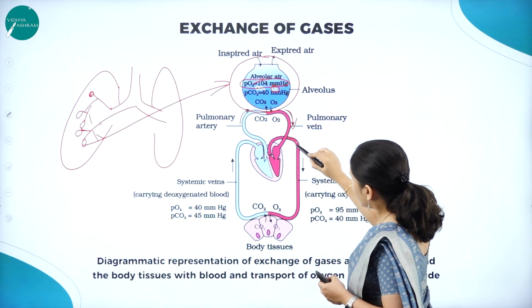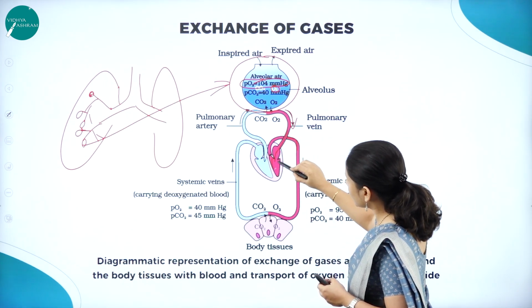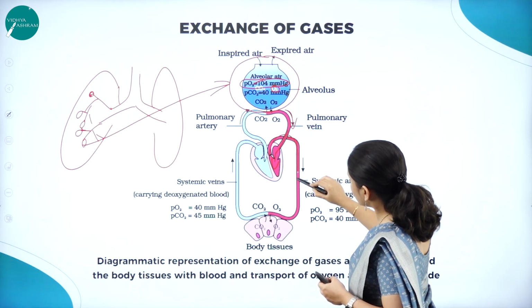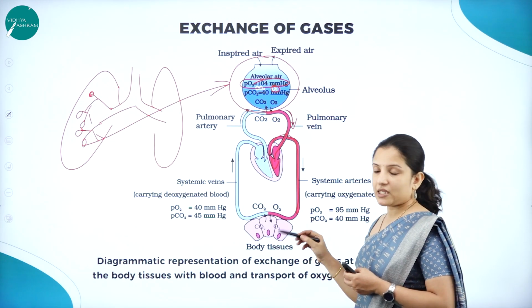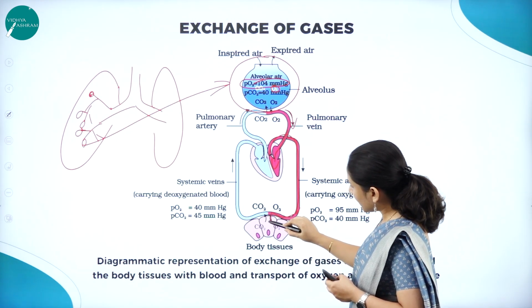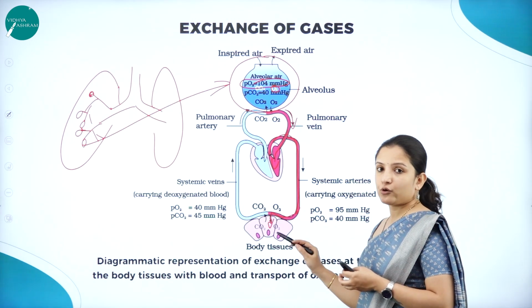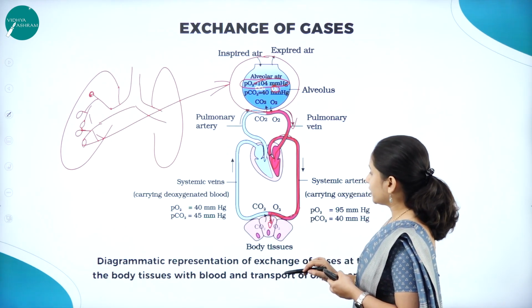From the pulmonary vein, it travels into the heart. From the heart, it travels into the arteries. Now here oxygenated blood is being carried and it will be delivered to the tissues. I hope you understood now. It will be delivered into the tissues.